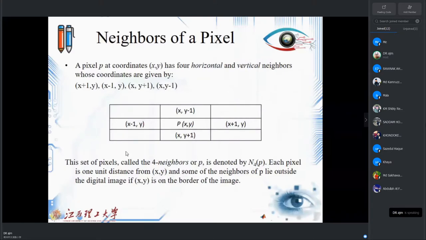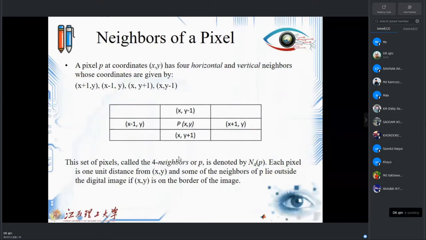As you remember, we said that mainly we will talk about the image in our subject in the 2D form of x and y. And if we know the pixel p at the coordinates x and y, then it has four horizontal and vertical neighbors. Means that any dot, if you assume it at the coordinates x and y, can have four neighbors. Maybe it's more, but we take four. One which has the same x, but has plus and minus one in the y direction. And another one which has the same y value, but has plus one and minus one in the x direction.